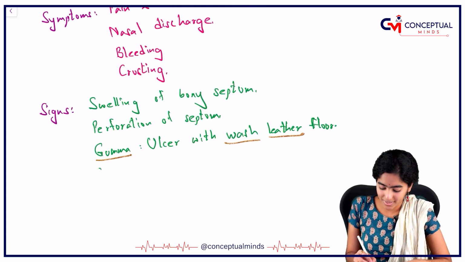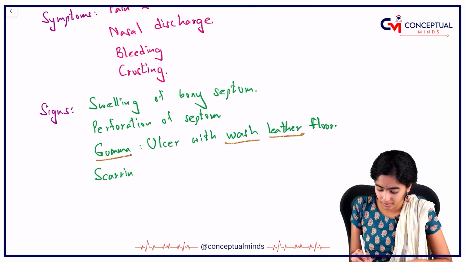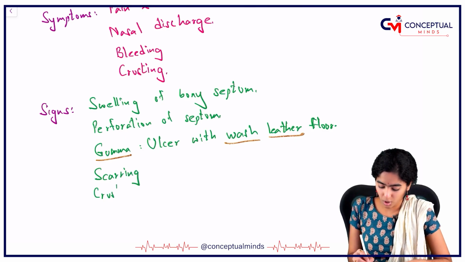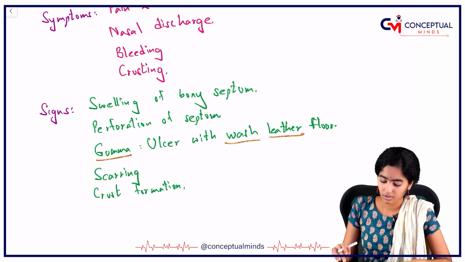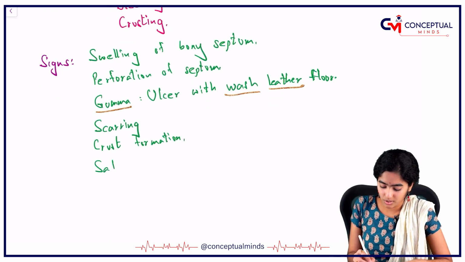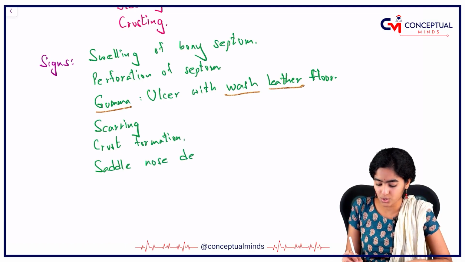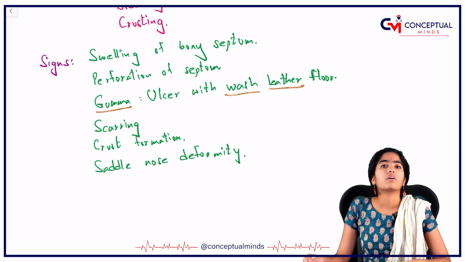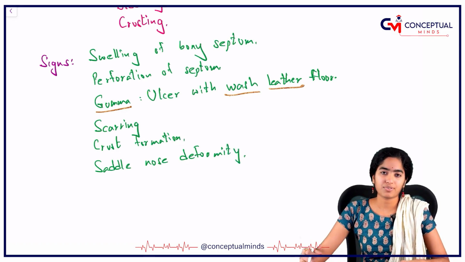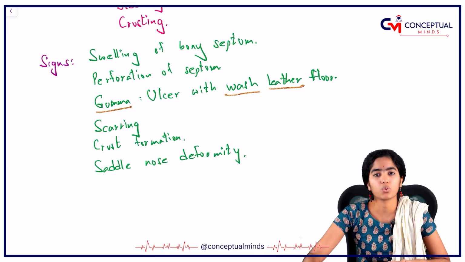Along with this, you will see scarring and crust formation. And saddle nose deformity could be present if the septum is already destroyed. So these are the clinical manifestations of syphilis of the nose.